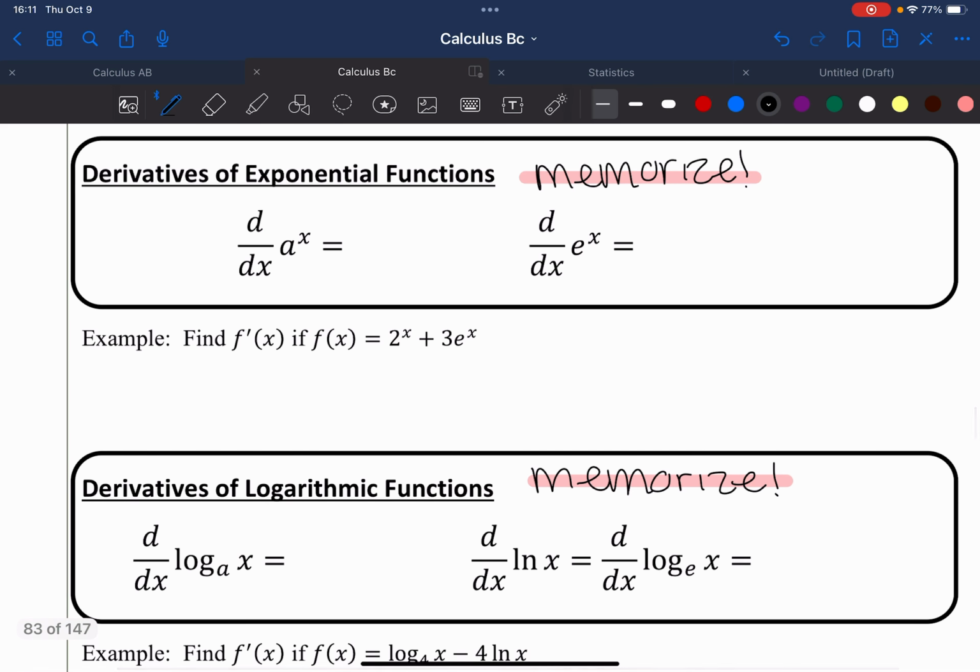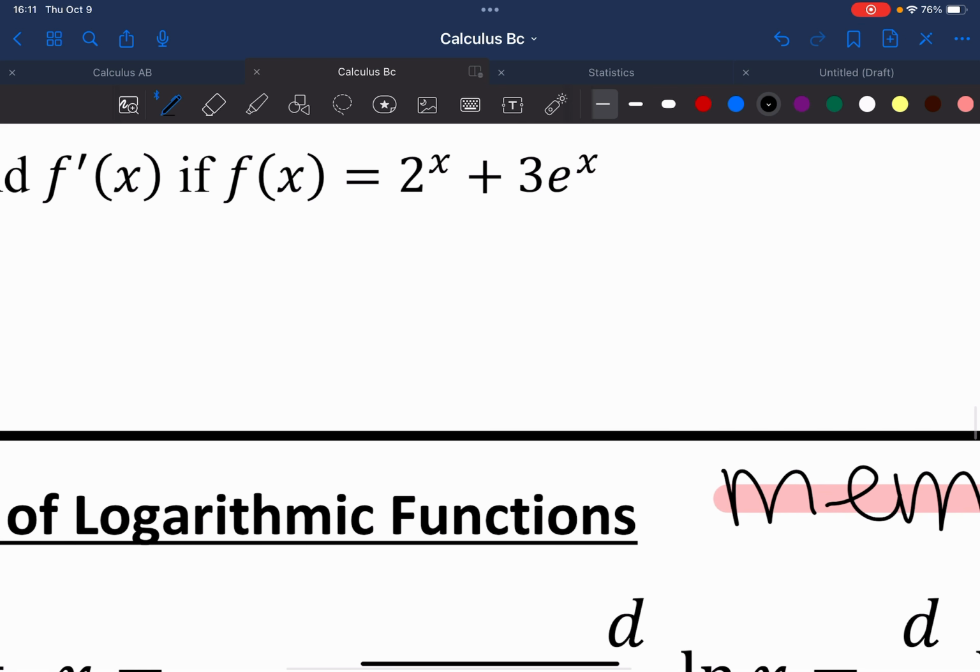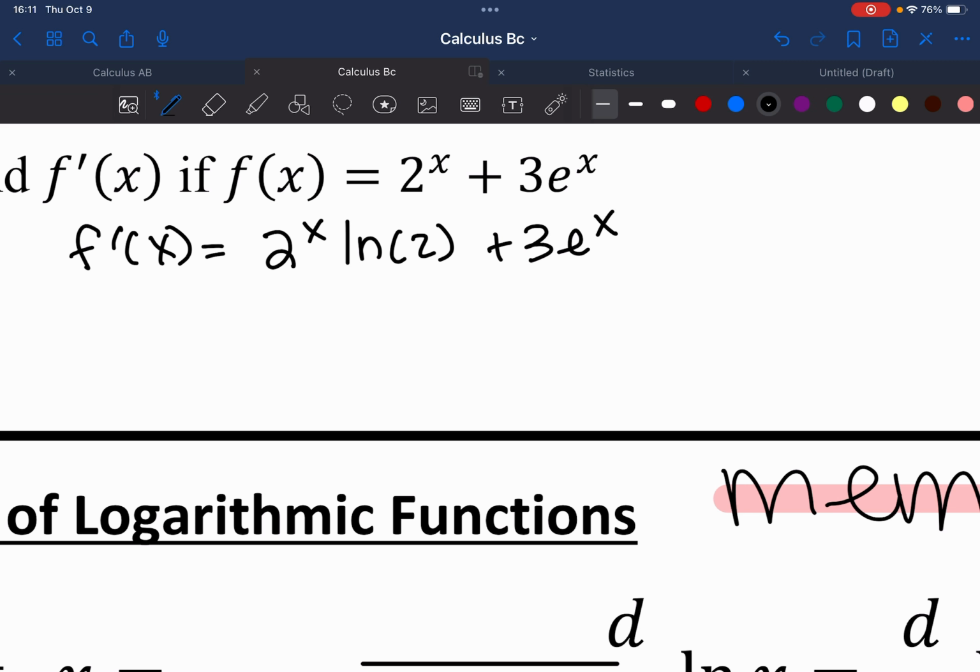So for these examples, the derivative of a to the x, where a is a number, is going to be a to the x, so we write the same thing again, times the natural log of a. And then the derivative of e to the x is just e to the x. So in this example here, f prime of x would be equal to 2 to the x natural log of 2, plus 3e to the x.